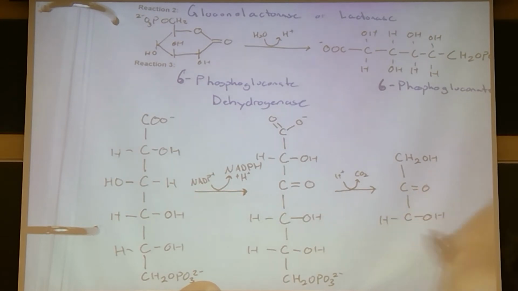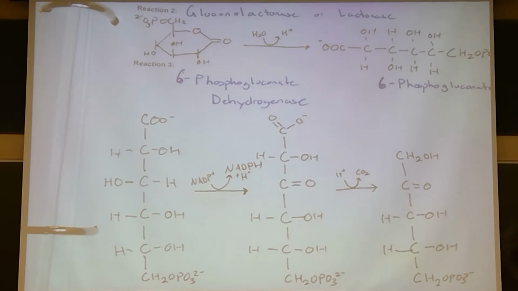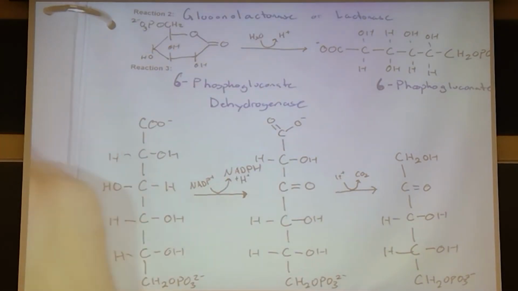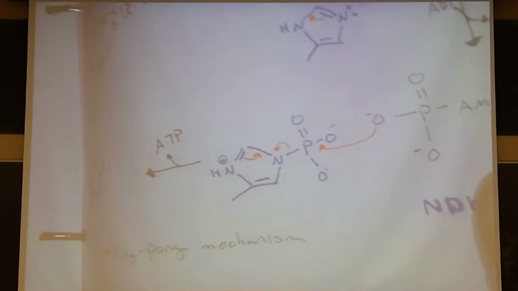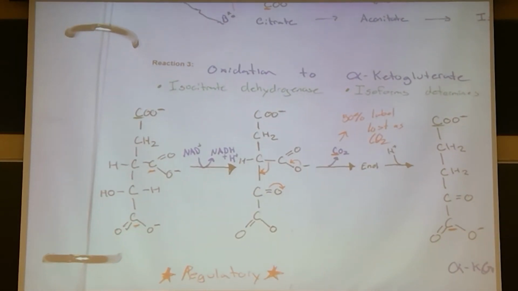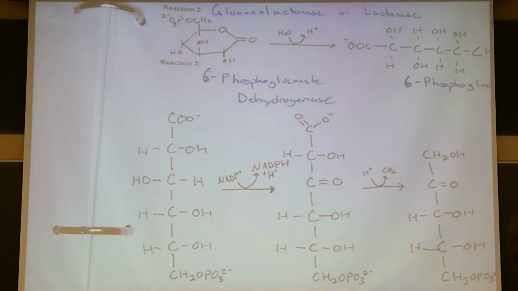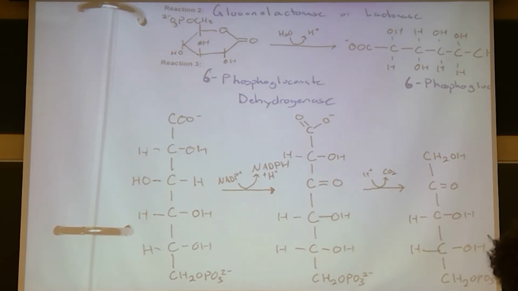What did you say? Say it louder. It looks a lot like one of the steps of the TCA cycle, doesn't it? Hopefully that stands out to you. You remember which step? One of the irreversible ones. Yeah, you're right. It should look a lot like step 3. Look at step 3. You see a similarity? Step 3 of the pentose phosphate pathway looks a lot like step 3 of the TCA cycle, doesn't it?